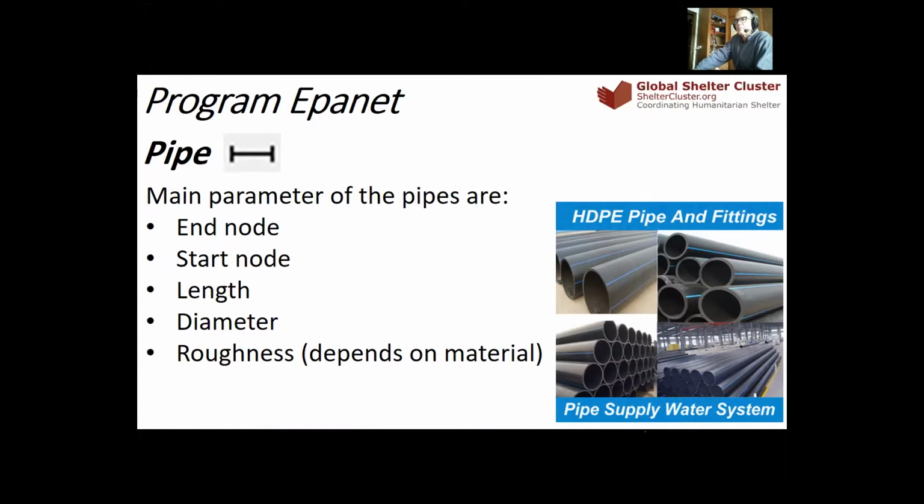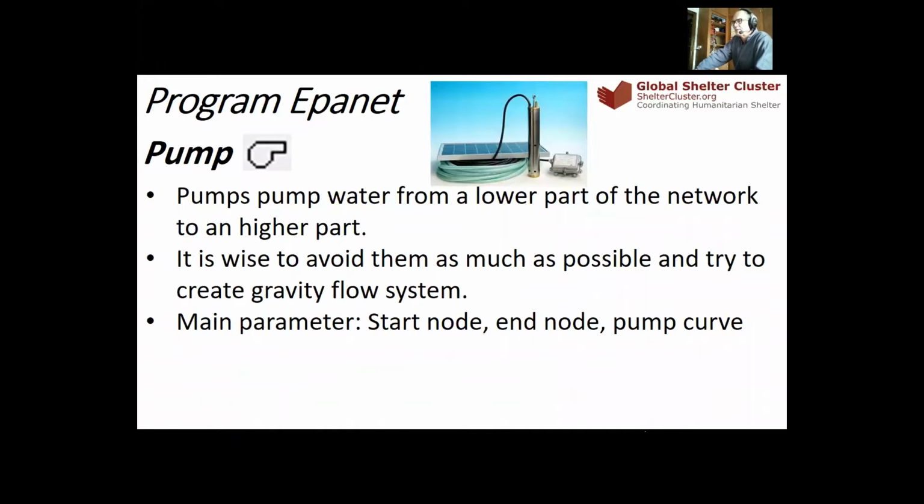So like I was telling you, the parameters for the pipes are start node, end node, length, diameter, internal diameter, and the constant roughness element, depending on the material. And then you have the pumps. The pumps in Epanet are inserted between two junctions. It's not to be considered like a junction. It's just between two junctions you insert the pump. It means the main parameters of the pumps are start node, end node, and pump curve.